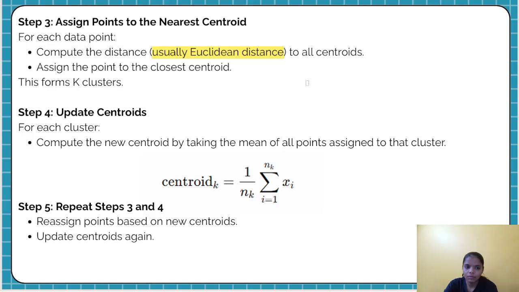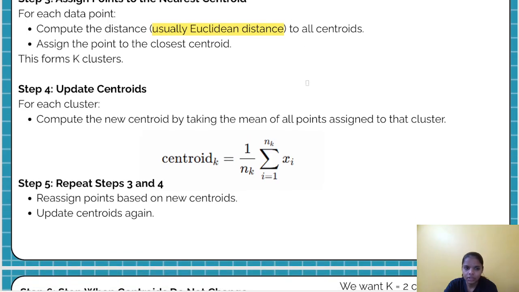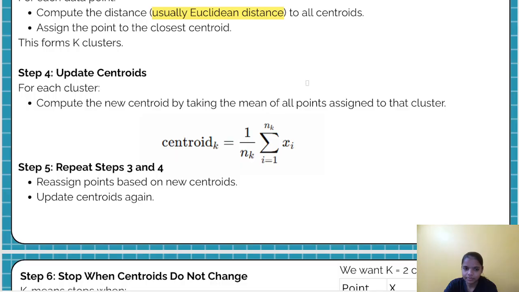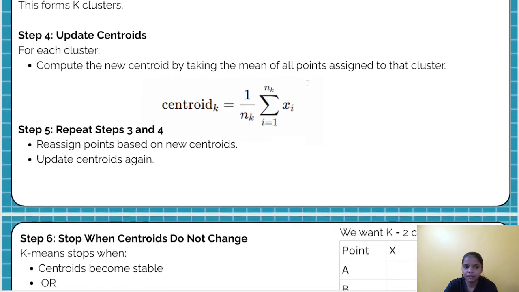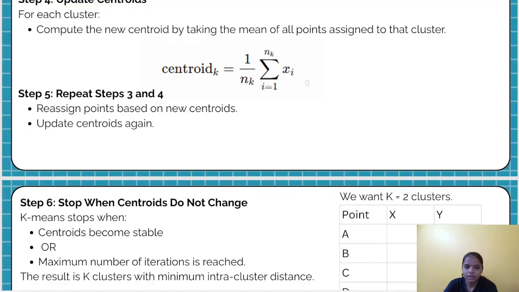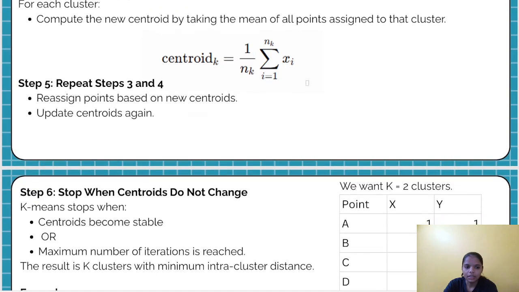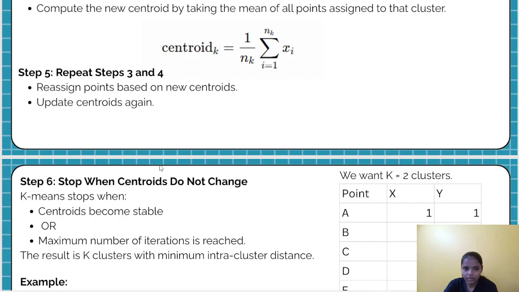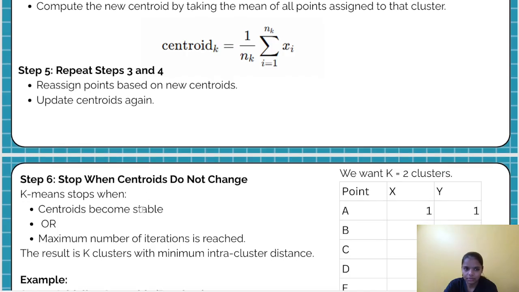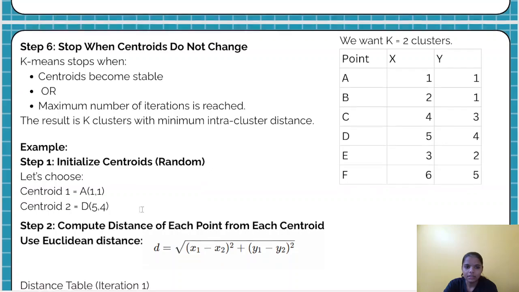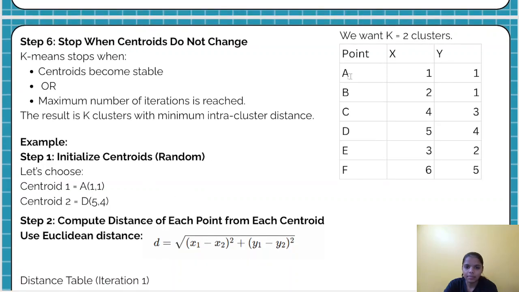In step number 4, we update our centroids. To compute the new centroid, we take the mean of all the points assigned to that cluster. In step number 5, we repeat these steps again and again until the centroids become stable, which is step number 6. Now, here you can see an example which consists of several points.